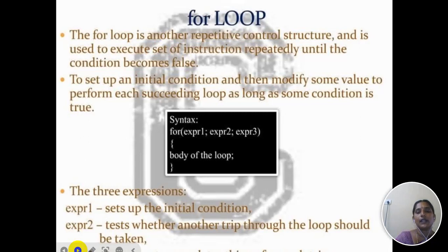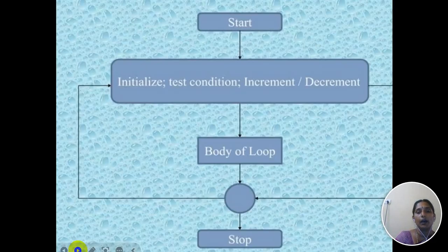First initialization, test condition, then increment or decrement the counter. The body of the loop will be executed. Of the three expressions, expression 1 sets up the initial condition, the second is whether the trip through the loop should be taken, and the third increments or decrements the counter variables.